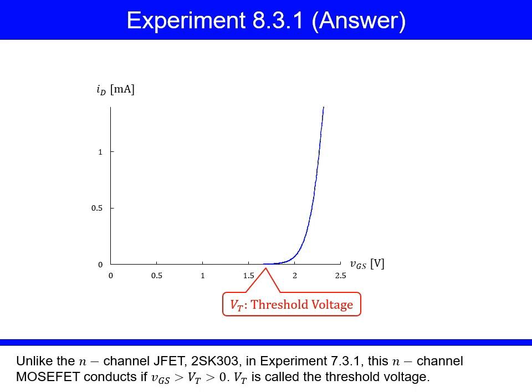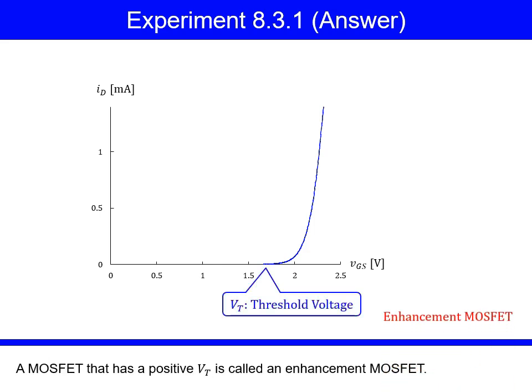Unlike the N-channel JFET, 2SK303, in experiment 7.3.1, this N-channel MOSFET conducts if VGS is larger than VT, and VT is positive. VT is called the threshold voltage. A MOSFET that has a positive VT is called an enhancement MOSFET.